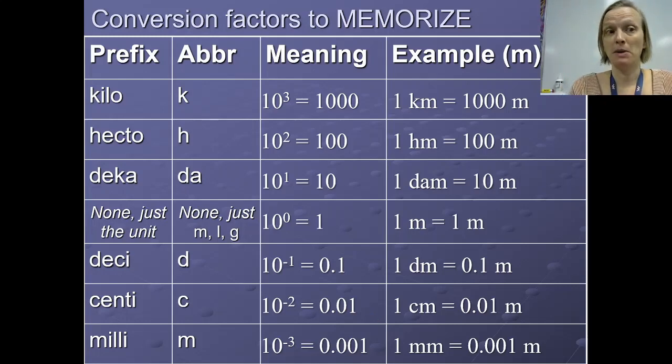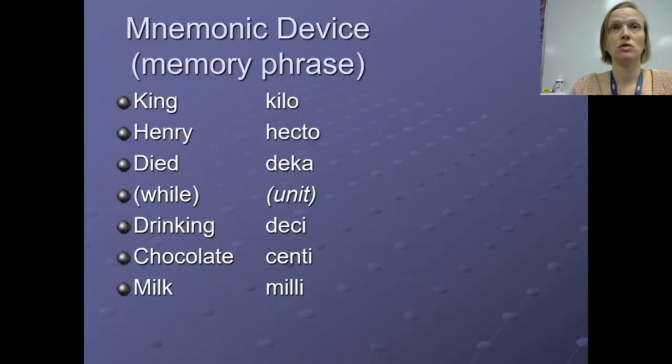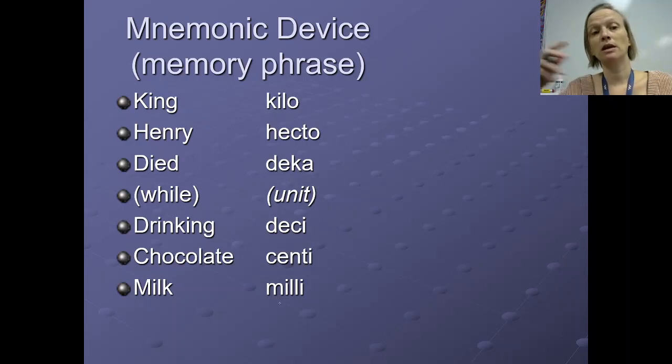You do need to have these memorized. And one way that students use to help them memorize this order is the mnemonic device, King Henry died while drinking chocolate milk. And whether you use the word while there or not, there's nothing that begins with a W, but it might help you remember this order. King for kilo, Henry for hecto, died for deca, drinking for deci, chocolate for centi, milk for milli.